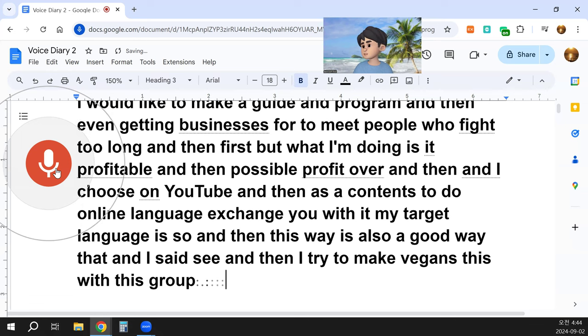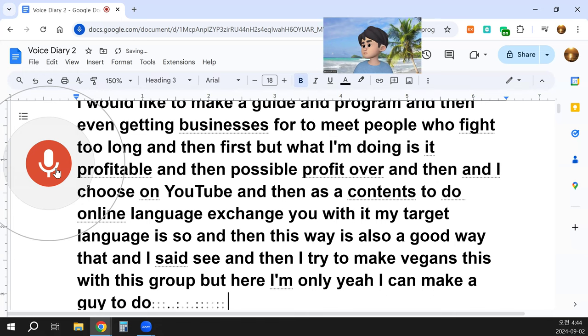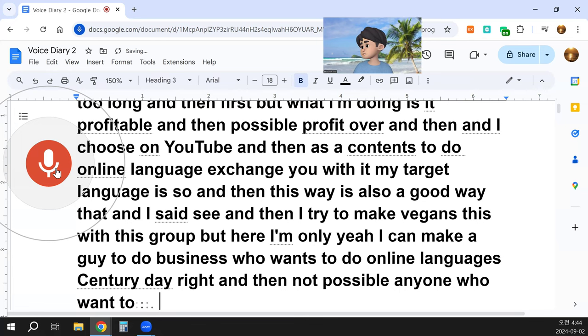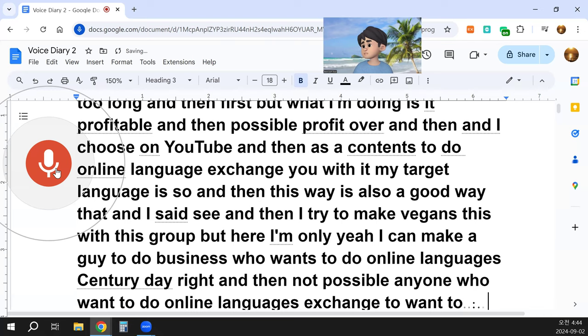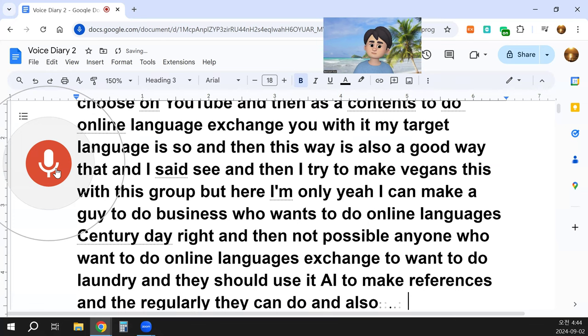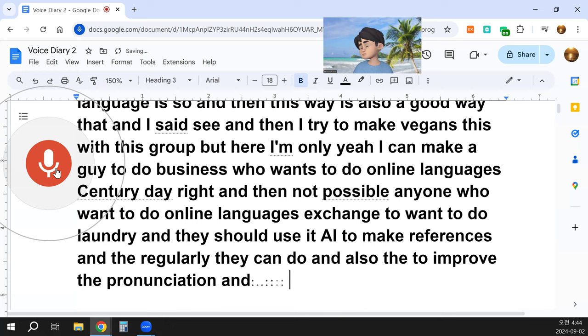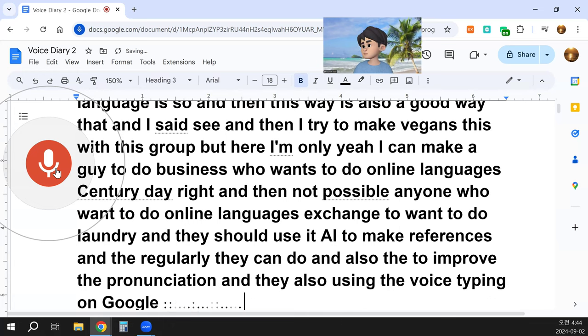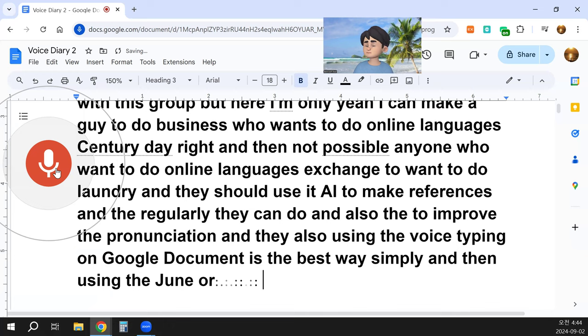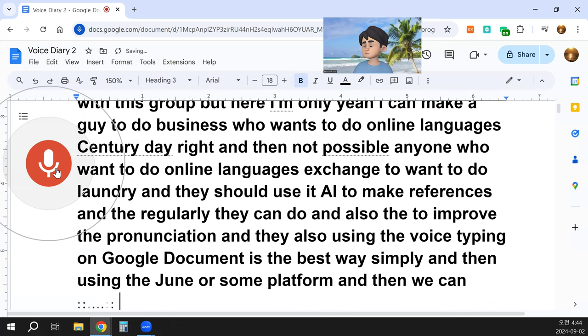But here I can make a guide for people who want to do online language exchange with AI, not passive, an active way. Anyone who wants to do online language exchange or learn foreign languages should use AI to make references and do it regularly. Also, to improve pronunciation, using voice typing on Google Documents is the best way, simply. And then using Zoom or some platform, we can communicate.